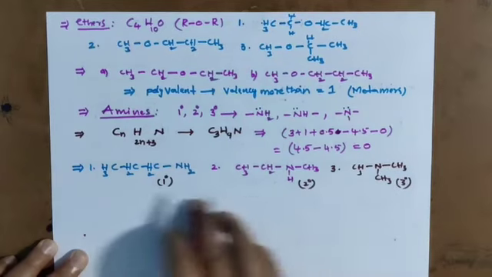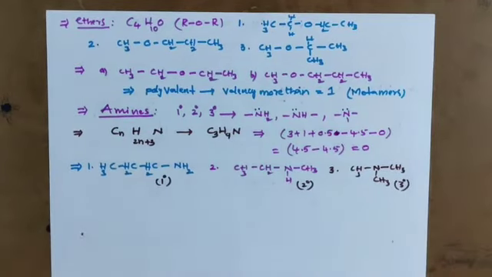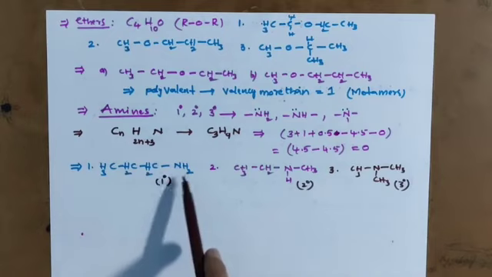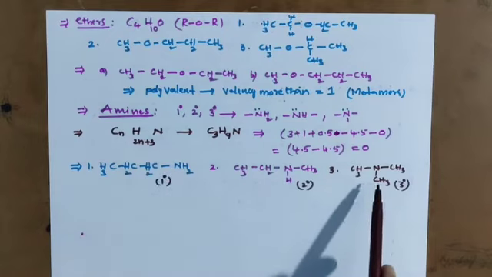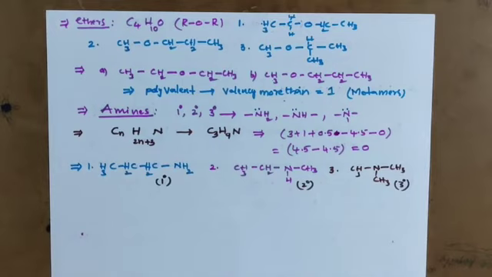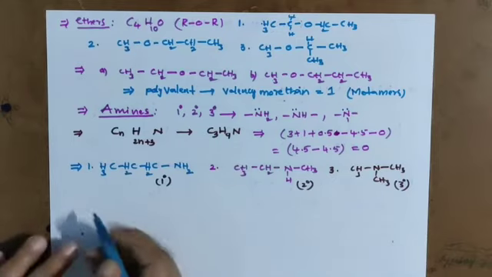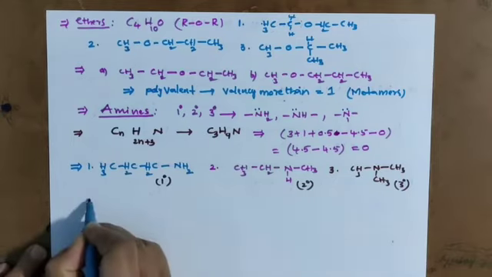See, molecular formula is same, but structure, functional group is different. This is 1 degree amine, this is 2 degree, this is 3 degree. So amines are also functional group isomers. Am I right? And we can draw one more also here by using same formula.